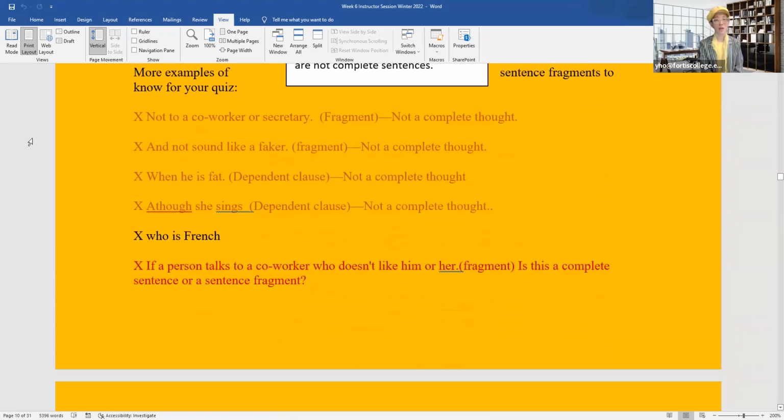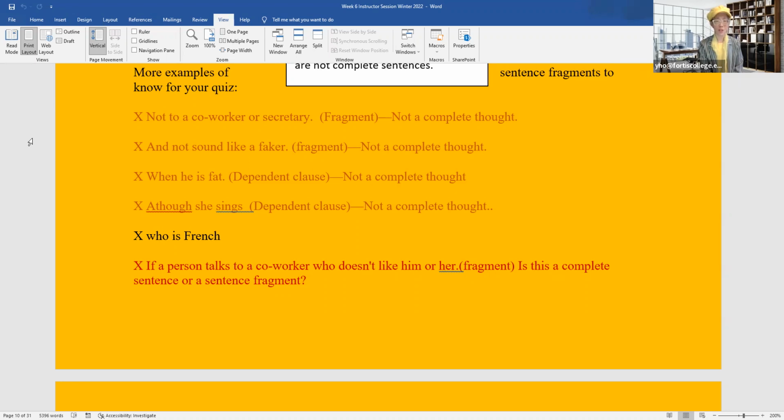Not to a coworker or secretary. That's a sentence fragment because it's missing a verb and an object. And not sound like a faker. That's a fragment as well because it's missing a verb and an object, and it's not a complete thought. When he is fat is a dependent clause, not a complete thought.